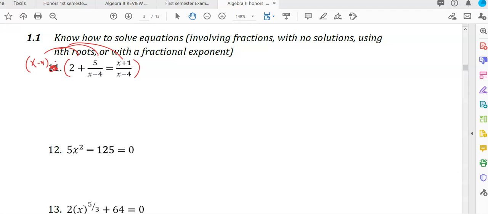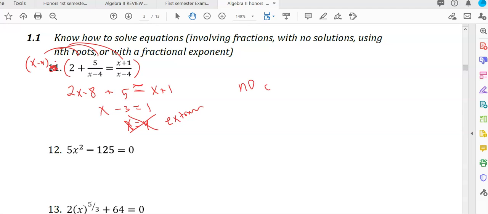So I get 2x minus 8 plus 5 equals, and x minus 4 cancels, x plus 1. Now you're just solving this. You get x minus 3 equals 1, so x equals 4. The only thing you have to be careful of is an extraneous solution. So therefore, there is no solution to this problem.